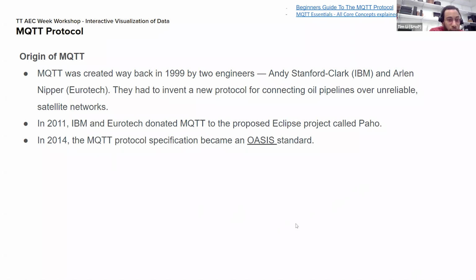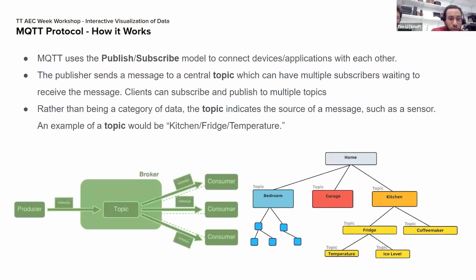Around 2011, all of that went open source under the Eclipse project, and it has also now become an OASIS standard as an open source protocol. It's been pretty much adopted by the IoT community and has had features built up over the years, especially considering security.